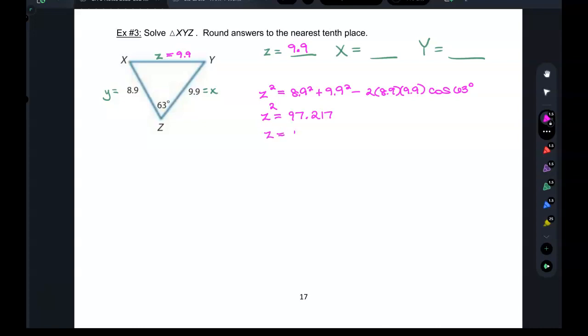Now, can we do the law of sines? I'm just doing a triangle. I did it too.